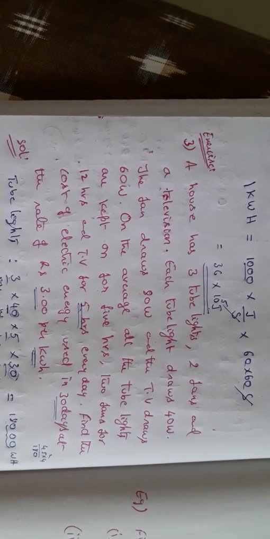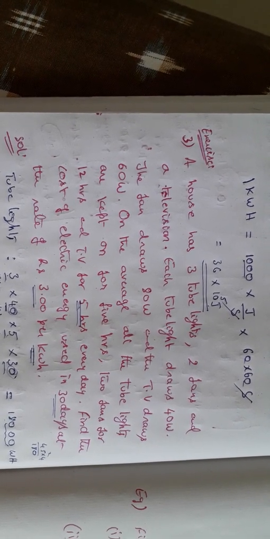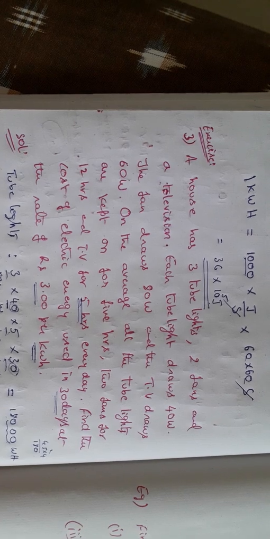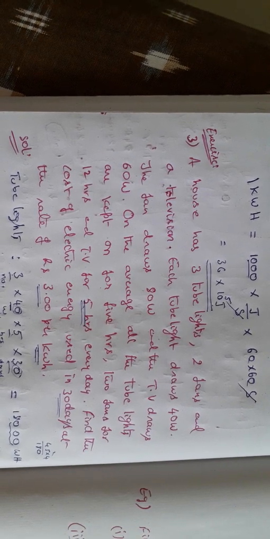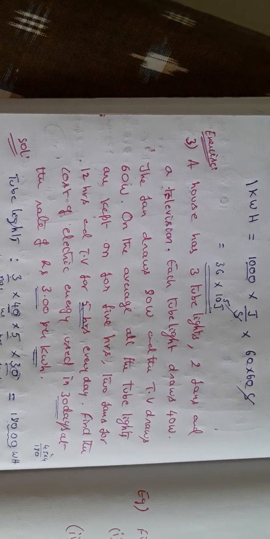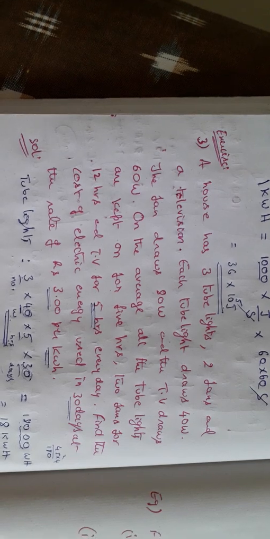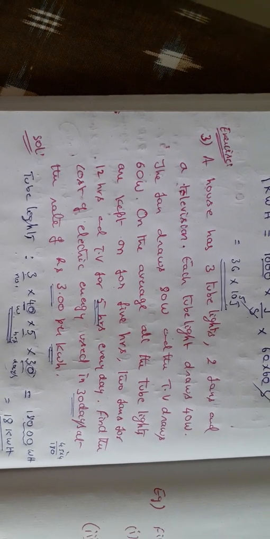On an average means maybe one day you may keep the tube lights on for 8 hours and for one day 3 hours or something like that, but you are finding on an average as 5 hours. 2 fans for 12 hours and TV for 5 hours, right, every day. So find cost of electric energy used in 30 days at the rate of rupees 3 per kilowatt hour.